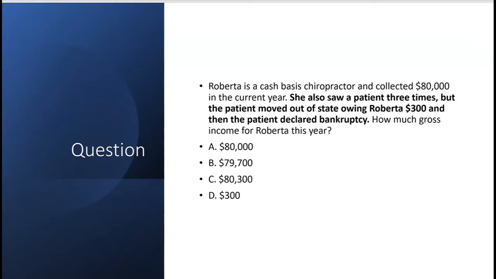How about this one? Roberta is a cash basis chiropractor and collected $80,000 in the current year. She also saw a patient 3 times, but the patient moved out of state, owing Roberta $300, and then the patient declared bankruptcy. How much gross income for her this year?